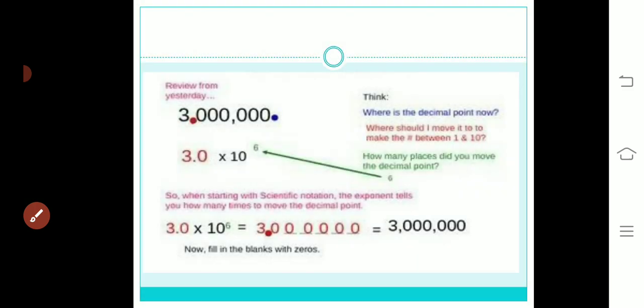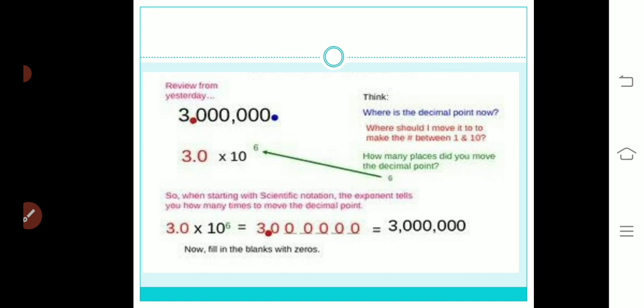Another example, review: 3.0 times 10 to the power of 6. So where is the decimal point now? Where should I move it to make it between 1 and 10? How many places did you move the decimal point? You move it 6 places.